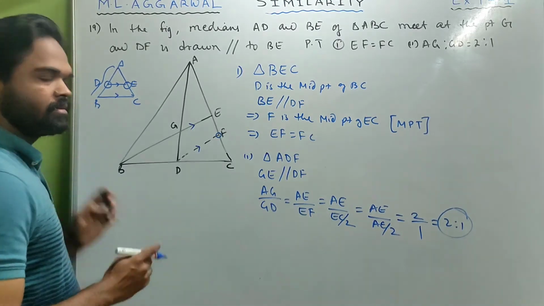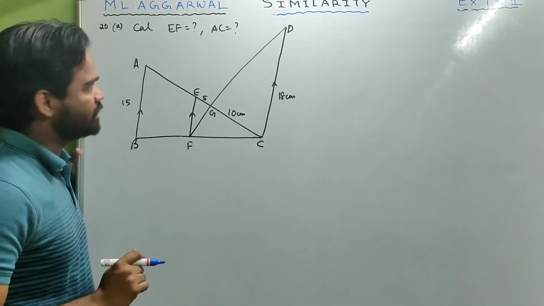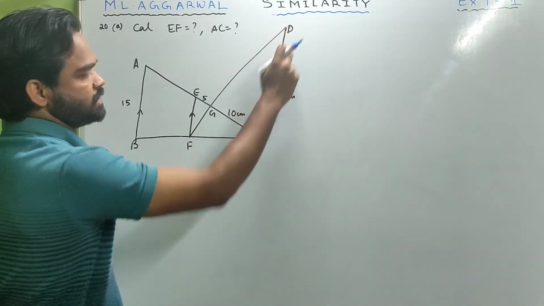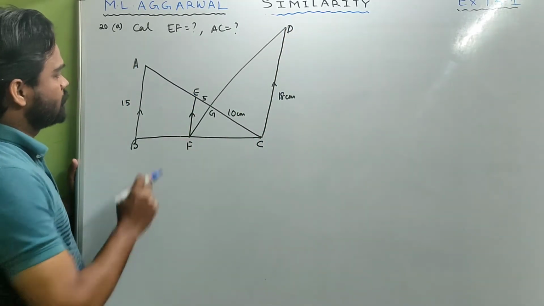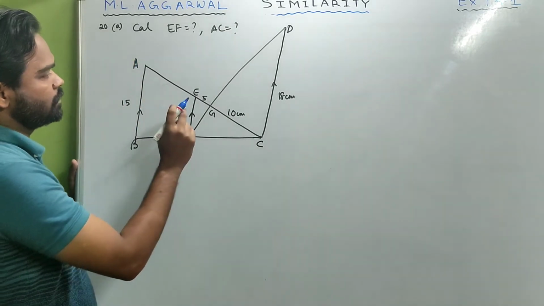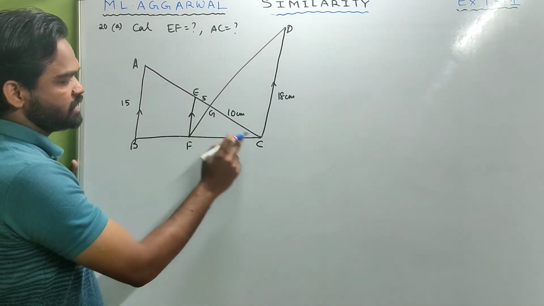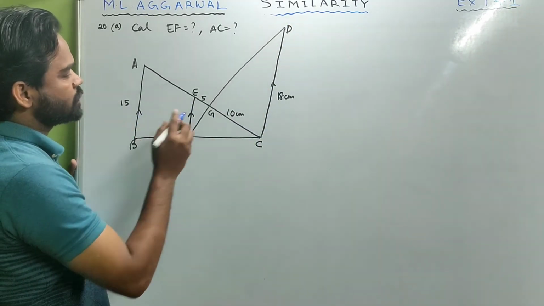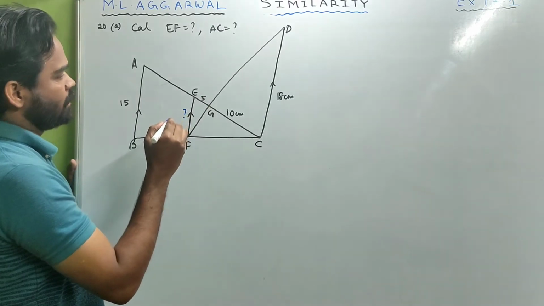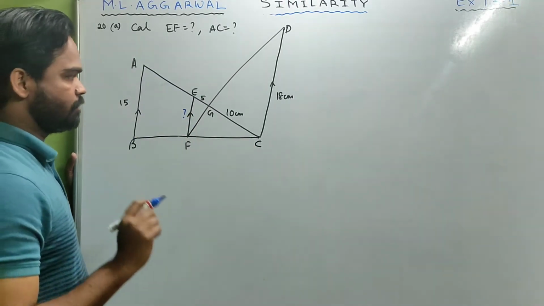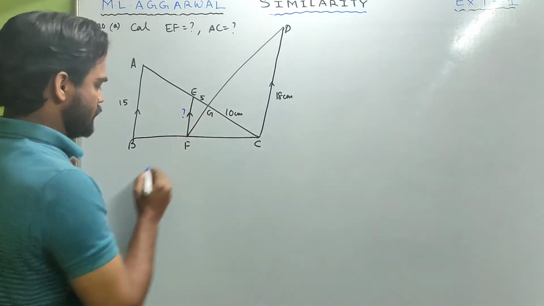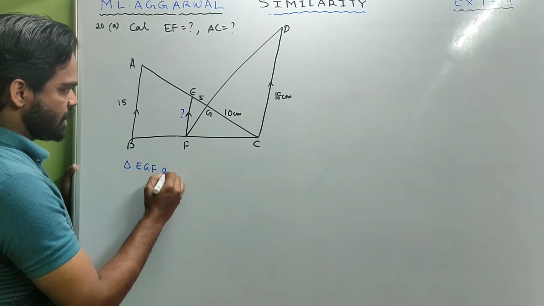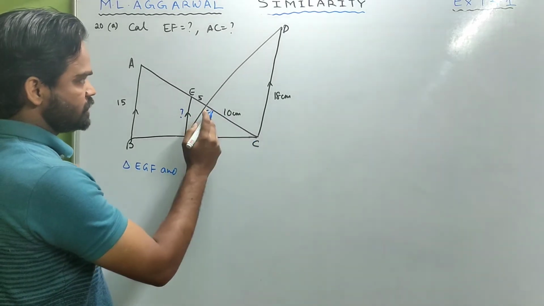Now let us look at the next sum. Now look at 20 part A. It is given in this figure that AB, EF and CD are parallel to each other. AB is 15 centimeter, EG is 5 centimeter, GC is 10 centimeter, DC is 18 centimeter. They have asked us to calculate EF and then AC. Pretty easy. Just look over here. These two triangles, I'm talking about triangle EGF and CGD.